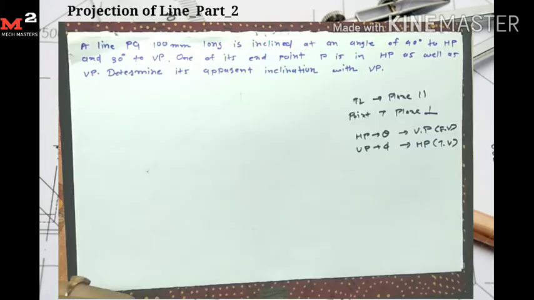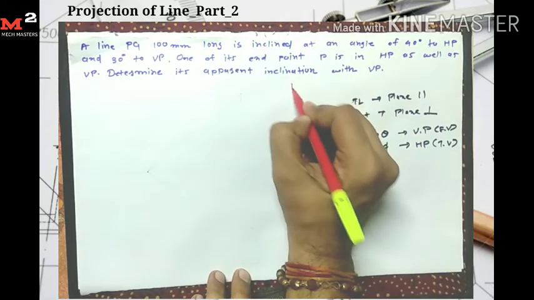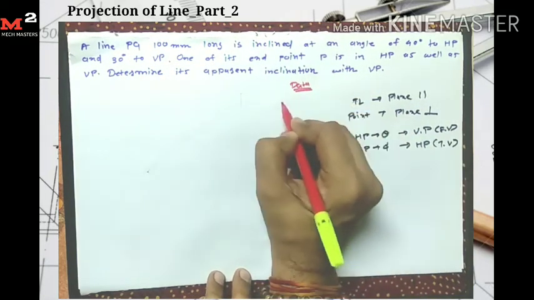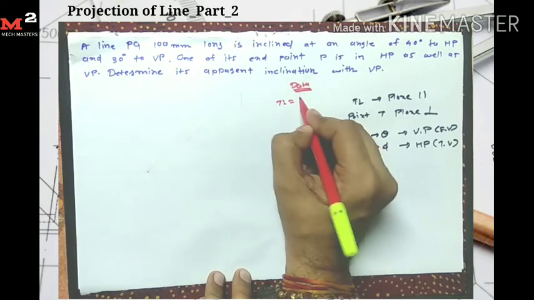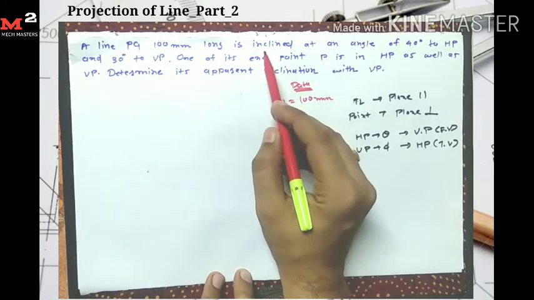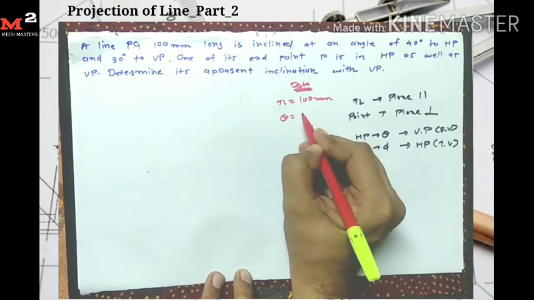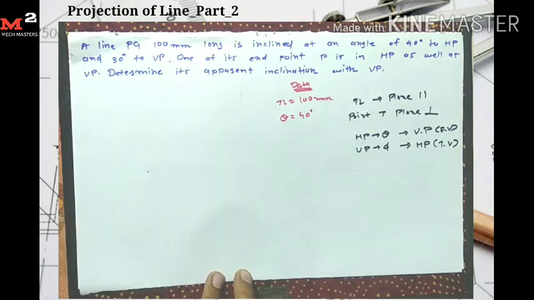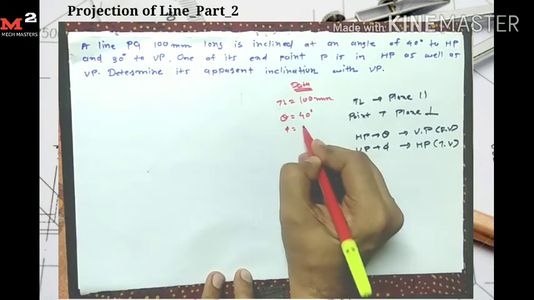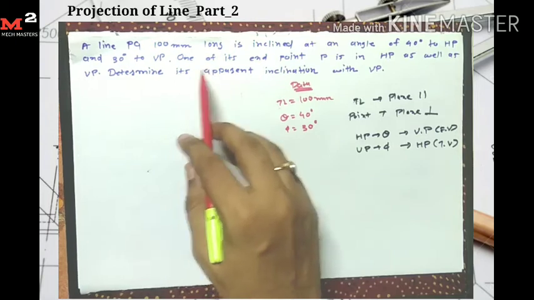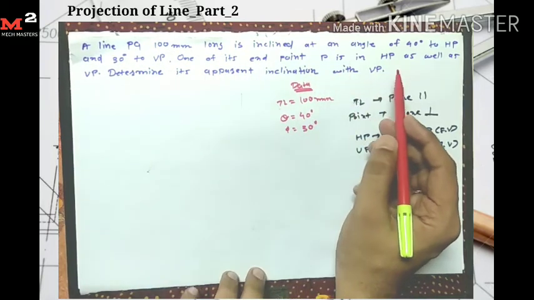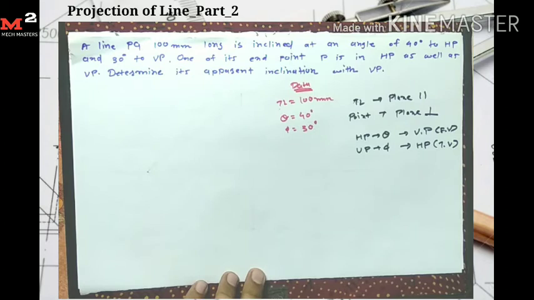In this problem it is given that the line PQ is 100 mm long, so its true length is given. I write down the data here. True length is equal to 100 mm, and the line is inclined at an angle of 40 degrees to the HP, so theta is equal to 40 degrees, and 30 degrees to the VP, so phi is equal to 30 degrees. One of its end points, P, is in HP as well as VP, so we get this point on the reference line.